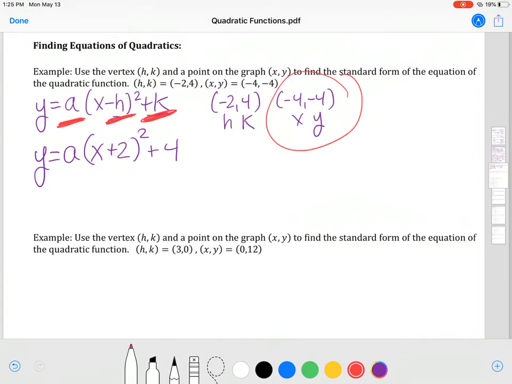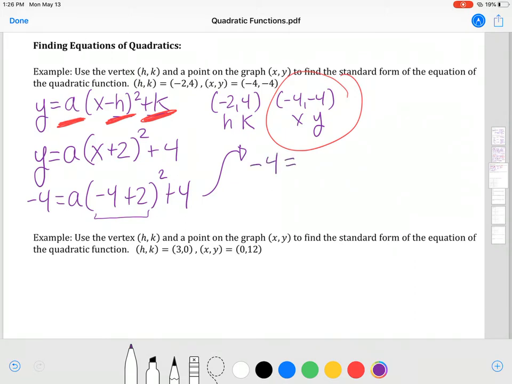So I'm going to plug in -4 for y, -4 for x, and then I can solve this for a. Now, one thing that I want to point out, a lot of people make this mistake, so be careful. Remember order of operations here. You want to do the inside first, and then you square it. So -4 plus 2 gives me a -2. And then when I square the -2, that gives me a +4.